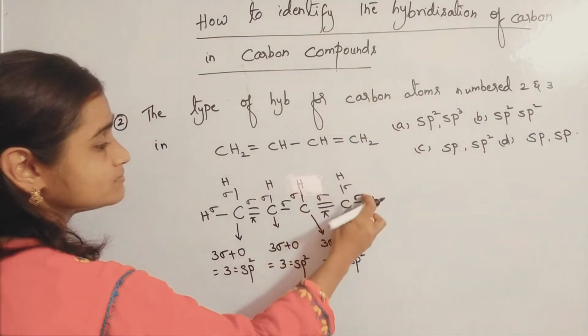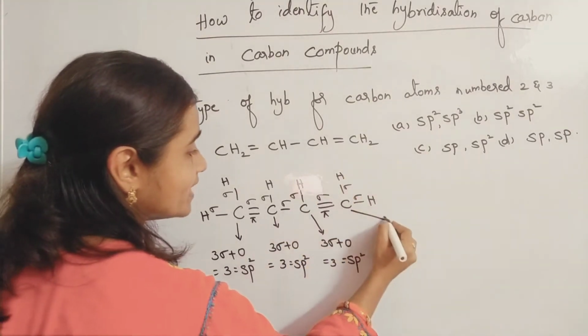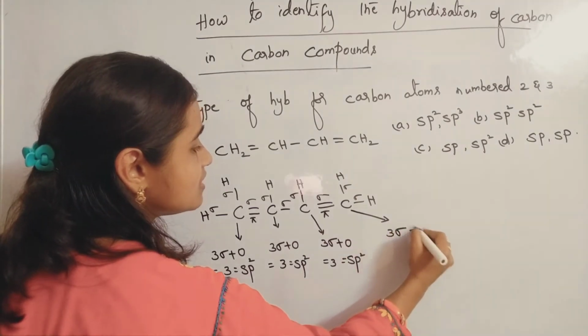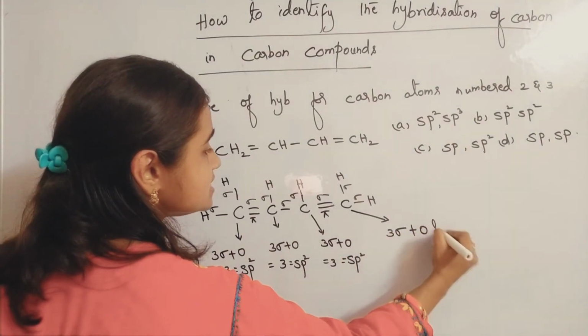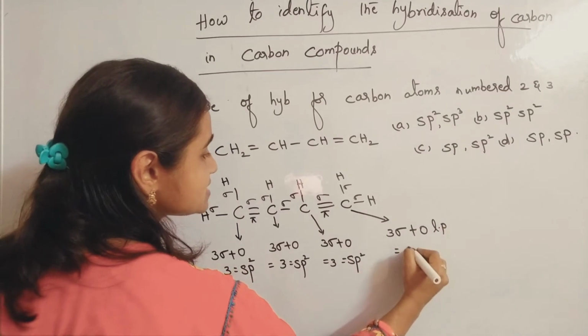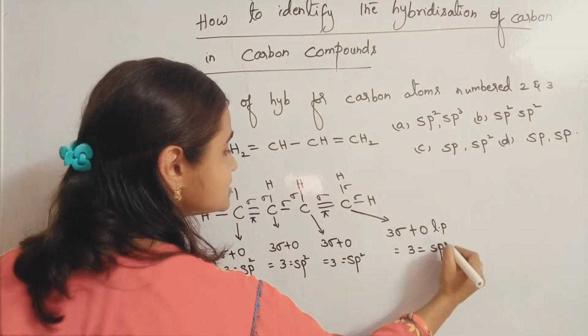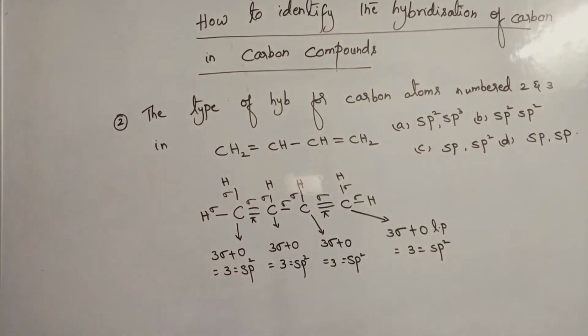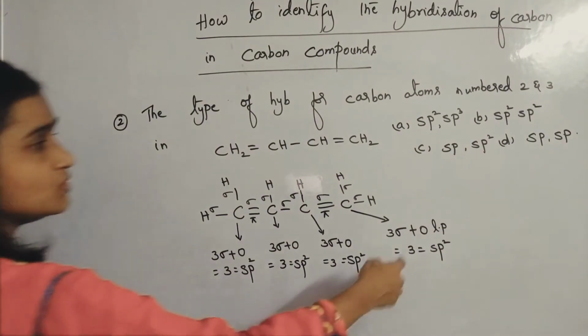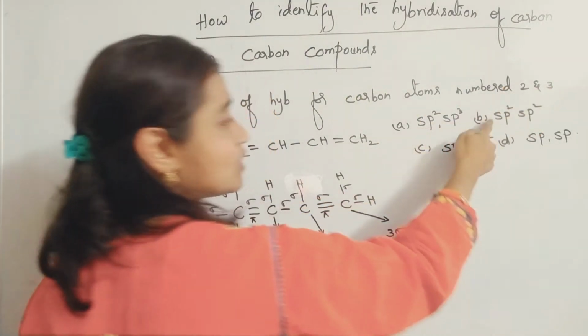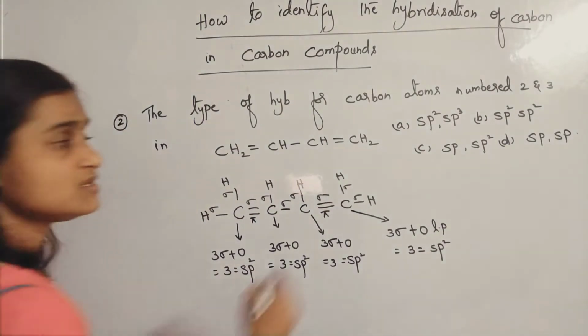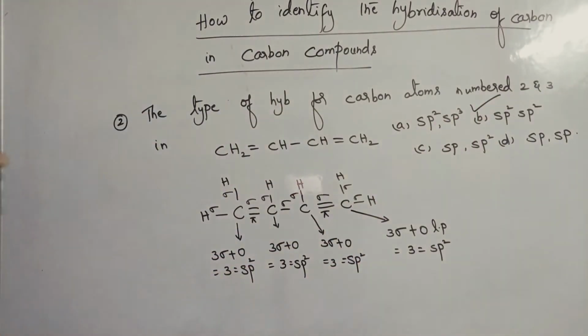And here also 3 sigma bonds and 0 lone pairs. Even for the fourth carbon, 3 sigma bonds and 0 lone pairs. So total is 3. The fourth carbon is also undergoing sp2 only. So all carbons are undergoing sp2. So even the second and third carbons are also undergoing sp2. So option B will come. Okay, so option B will come, right?